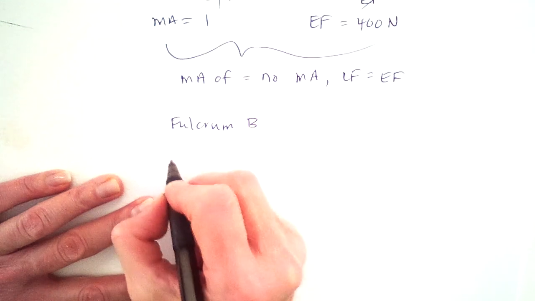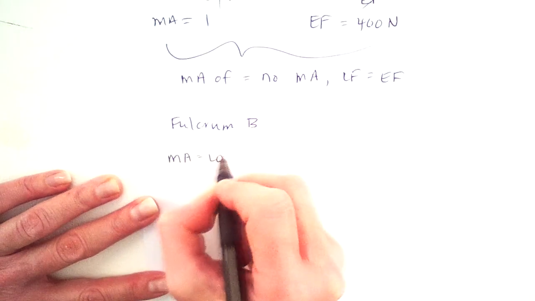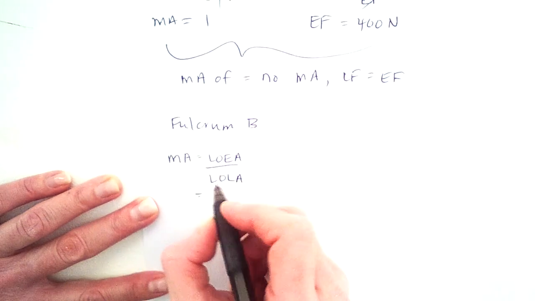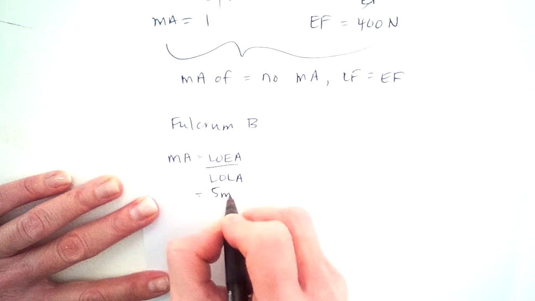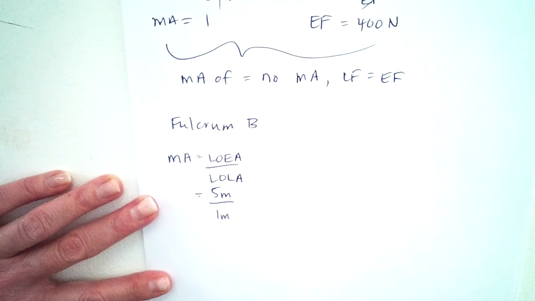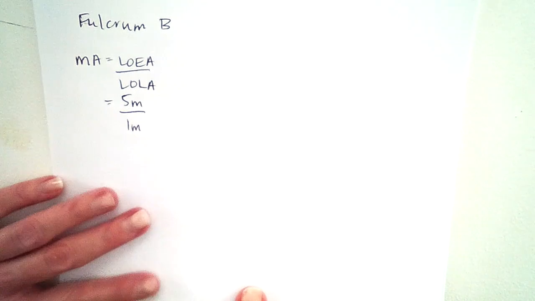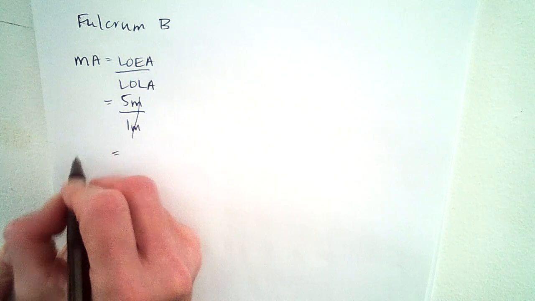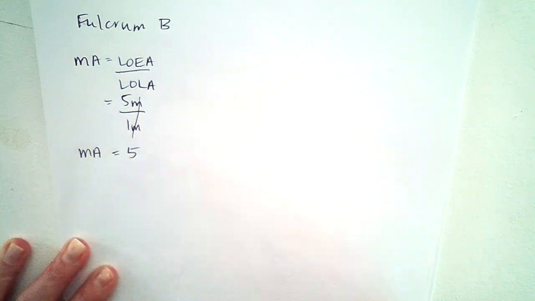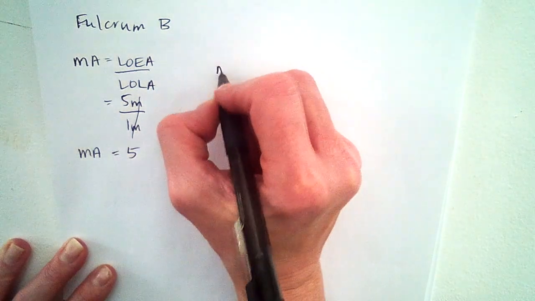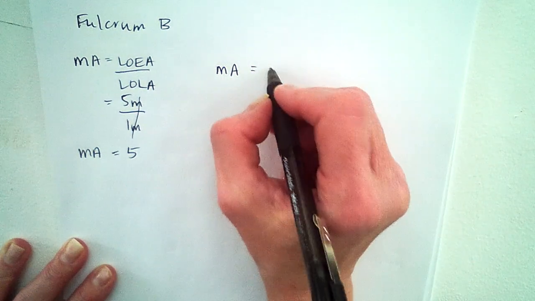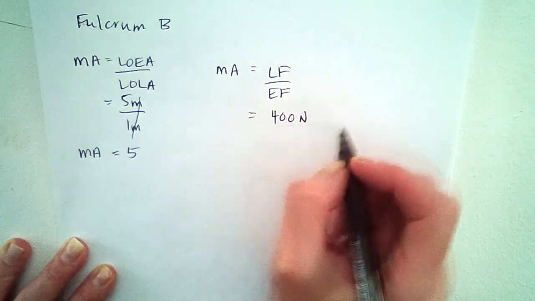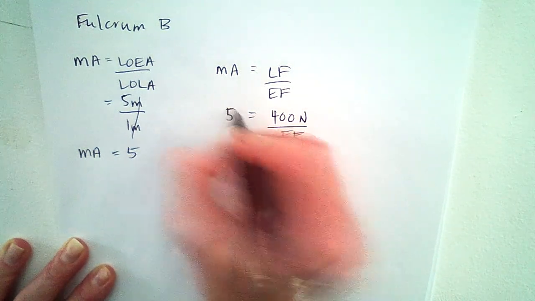Okay, so MA equals length of effort arm divided by length of load arm. And in this case, we have 5 meters divided by 1 meter. Okay, and meters cancel out, so we get an MA of 5 divided by 1, which is 5. Okay, so let's plug it into our other formula again. MA equals load force divided by effort force. The load force of the tires is still 400 newtons. We don't know the effort force. We do know the mechanical advantage is 5.